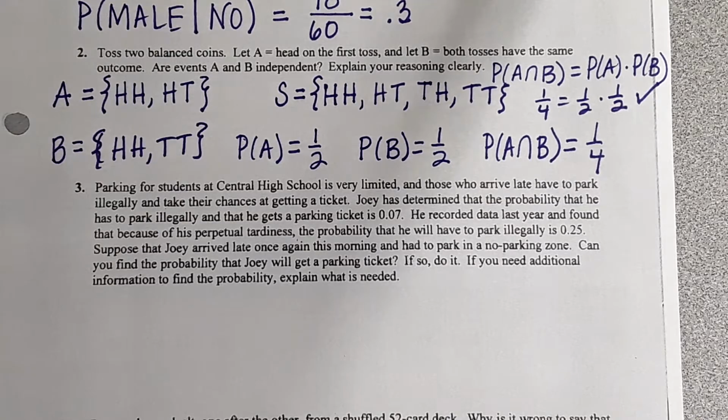He recorded data last year and found that because of his perpetual tardiness, the probability that he will have to park illegally is 0.25. So he knows he's going to be tardy. He's going to have to park illegally. Suppose that Joey arrived late once again this morning and had to park in a no parking zone. Can you find the probability that Joey will get a parking ticket? If so, do it. If you need additional information to find the probability, explain what is needed.